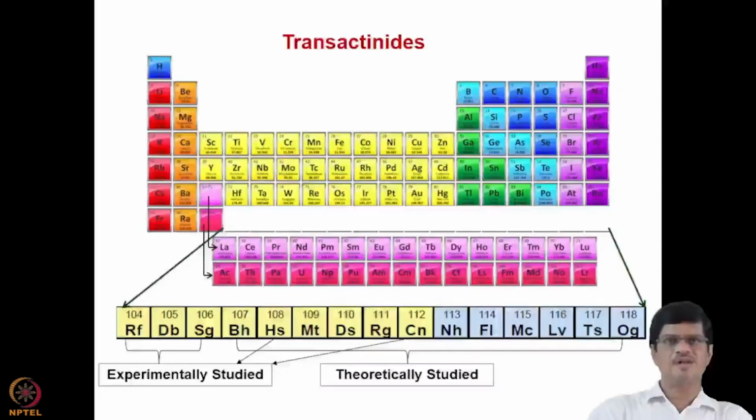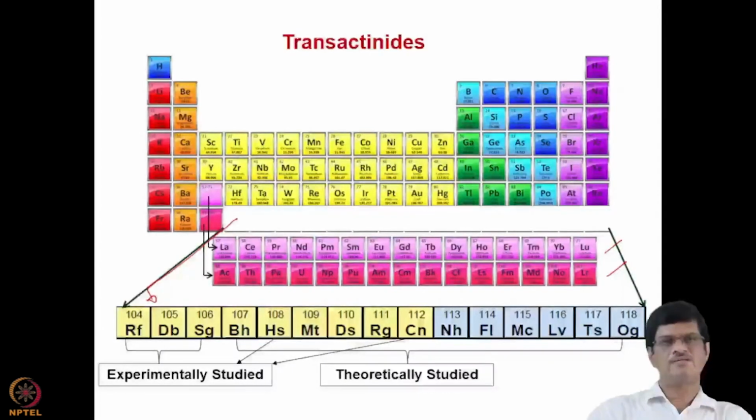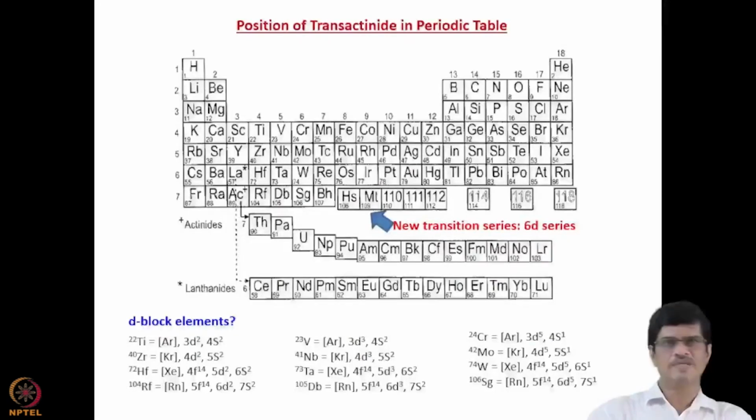As mentioned in this slide, the lanthanides and actinides are called the inner transition series, and these transactinides are part of the transition series. So the chemistry of these transactinides follows the transition elements, as shown in the next slide.